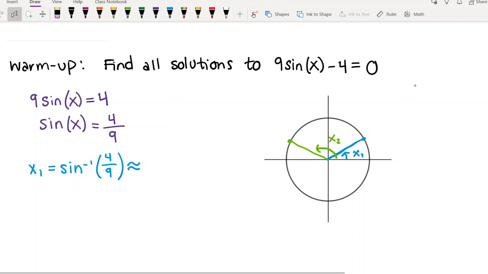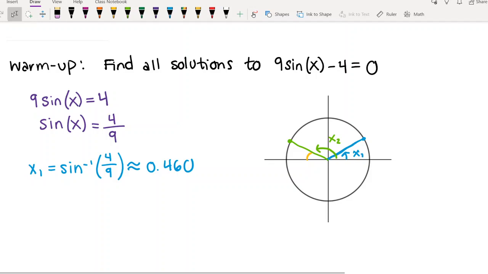If you type that into a calculator, you get that that's approximately equal to 0.460 radians. So that's one of our solutions. And then how do we find the other one? Well, if you look at this picture here, this angle here is also the same number of radians as x1, so that should also be 0.460 radians.